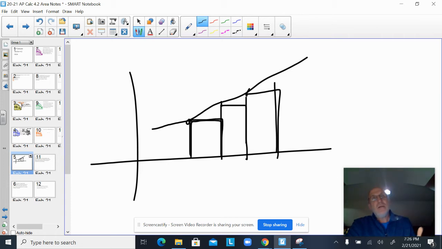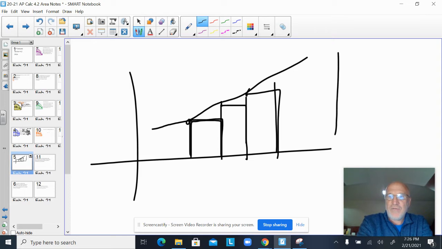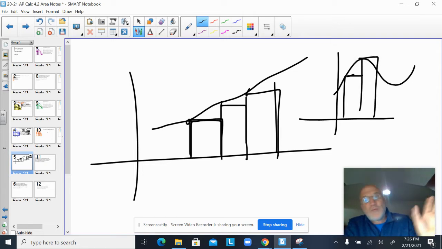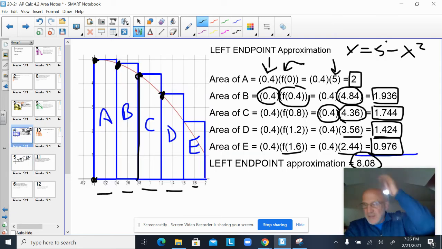Actually, if the function were to both rise and fall, if the function were to look like this and this and this, one left point rectangle might be an underestimate, and the next one could be an overestimate. So there's no rhyme or reason. Now, since our original function is strictly decreasing, it turns out that the left endpoint approximation will be an over approximation, but it is an approximation of the area.